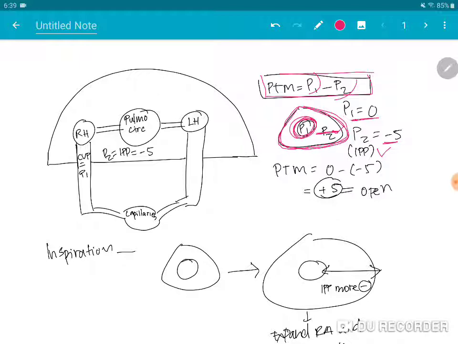the IPP pressure. Okay, so for PTM, if we put in the formula, P1 is 0 minus P2, which is -5. This is the normal value. It will become +5. So when the PTM has a positive value, it means the force is positive. It forces the structure that is contained inside the chest wall to be open.